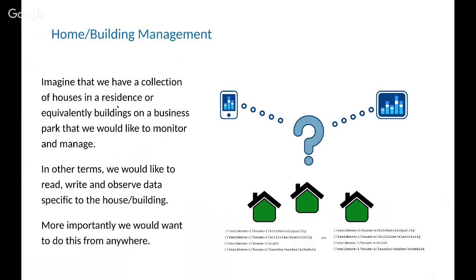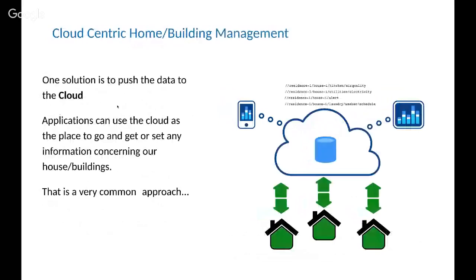Let's take an example: home and building management. That's a traditional use case in IoT, to have houses that you need to manage with different sensors or controllers that you want to access remotely. In software terms, it means that you would like to read, write, and observe data which are specific to your house or building. One common approach to this problem is to use a cloud-centric home and building management, and that's a very common solution.